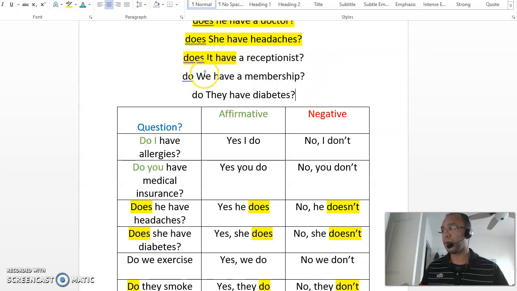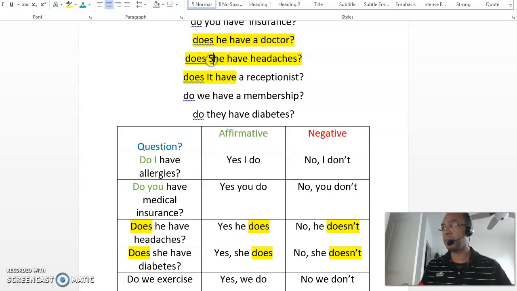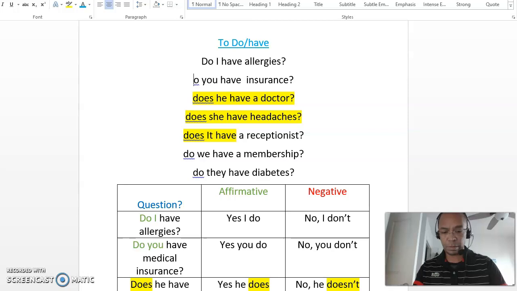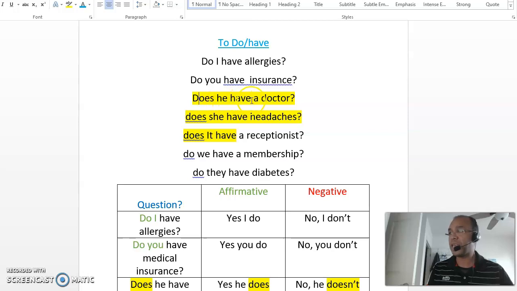And remember, obviously we have to change all of these to lowercase, okay, because they are not starting the sentence. Obviously here you change all of these. The do changes to capital. Do you have insurance? Does he have a doctor? Does she have headaches? Does it have a receptionist?